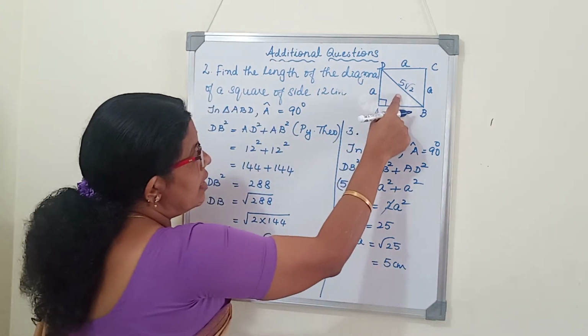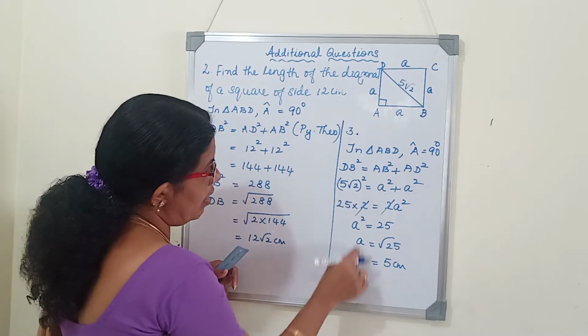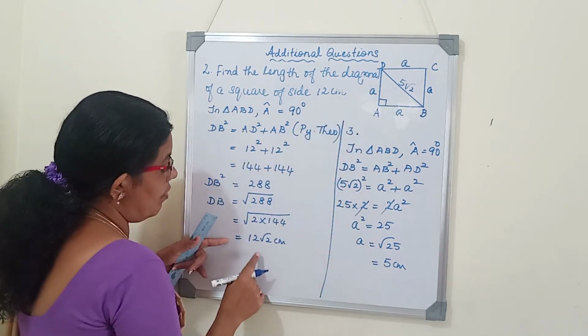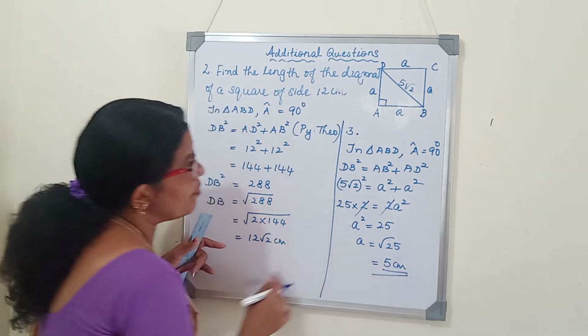So if the diagonal is given, to find the side of a square, we can apply Pythagoras theorem. If the side is given, to find the diagonal also we can apply Pythagoras theorem.